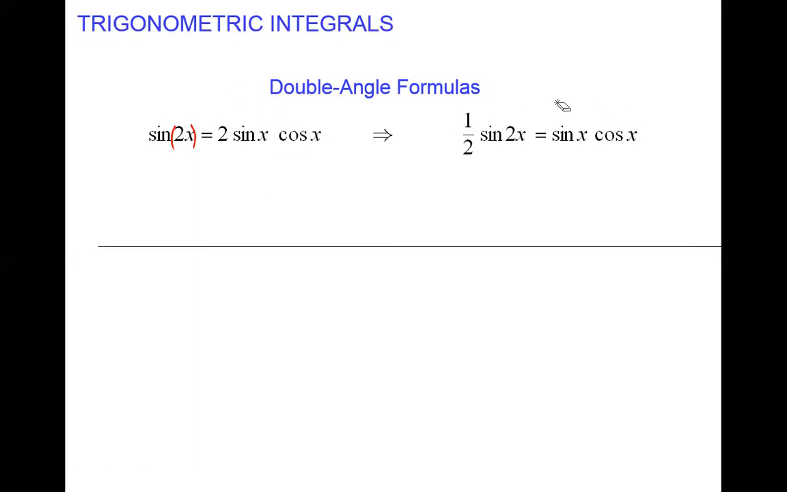Now, cosine of 2x looks like cosine squared of the single x minus sine squared of single x. Please note, it looks a little bit similar to the Pythagorean identity, but it's different. Cosine is first and it's a subtraction. Now, for the formula cosine of 2x, I can rewrite this formula just in terms of cosine or just in terms of sine of x.